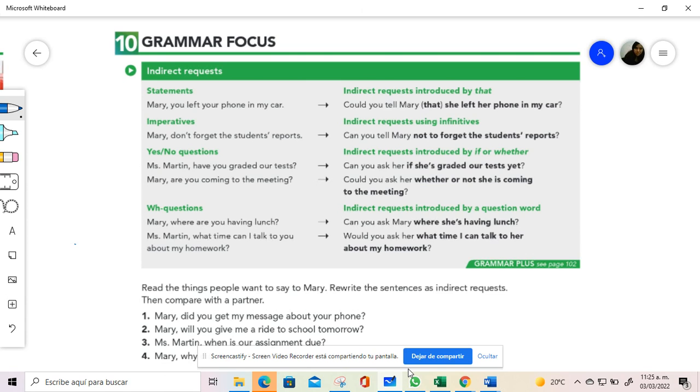Another objective we have for this unit is learning how to leave messages, and to do so we are using indirect requests. Over here we have the indirect requests, and it is classified in two. In the first case, we have the statements, and this is the message we want to leave. They are classified in four categories: statements, imperatives, yes no questions, and WH questions.